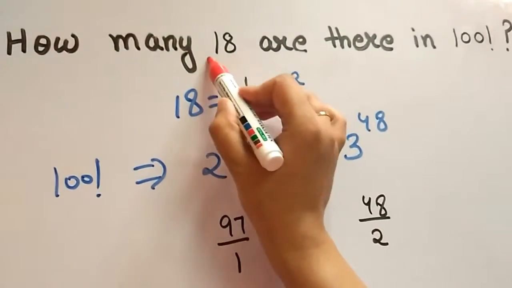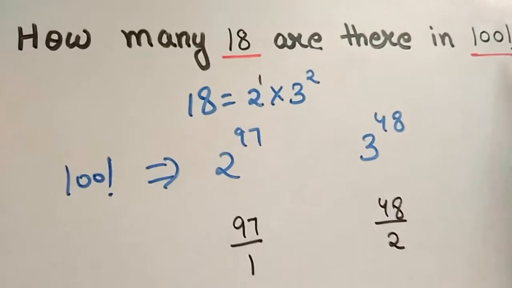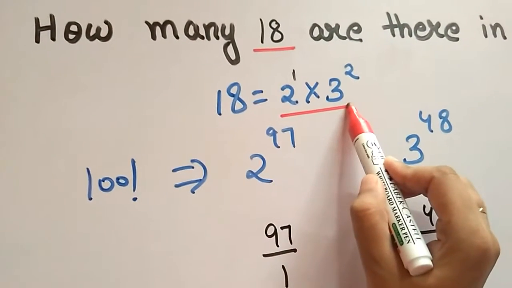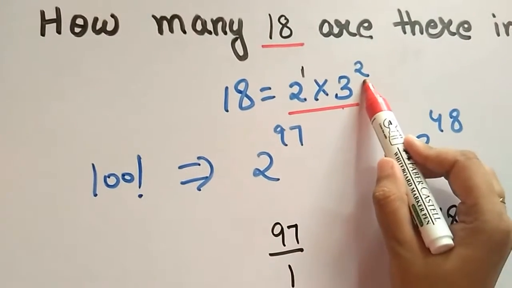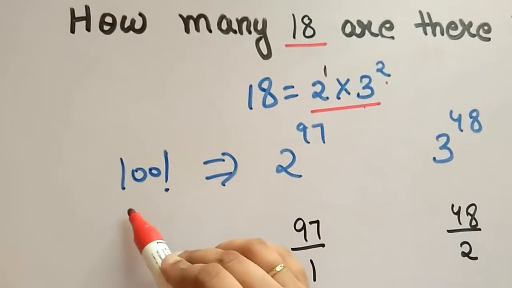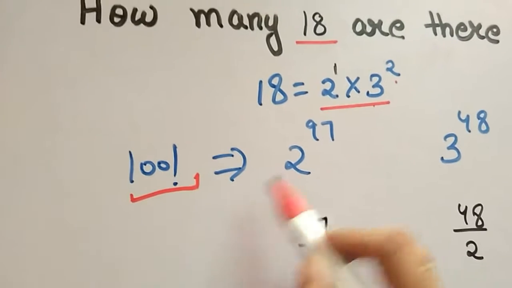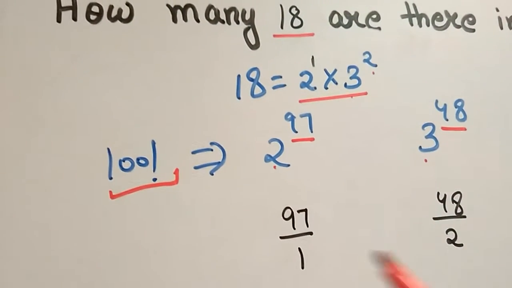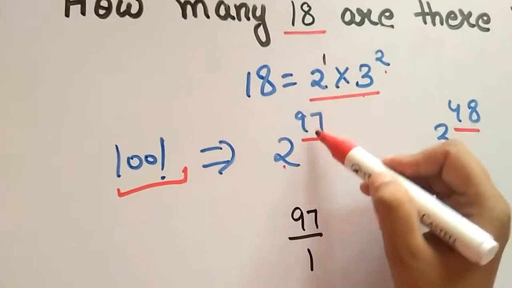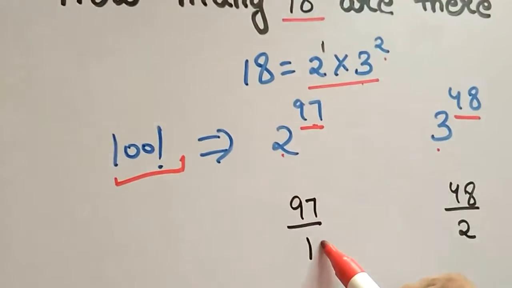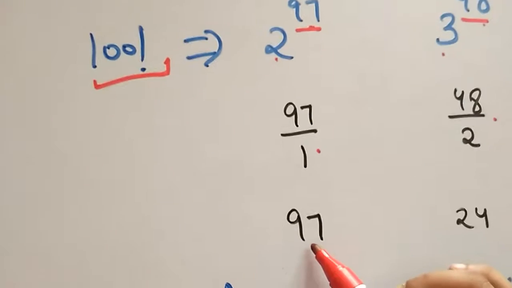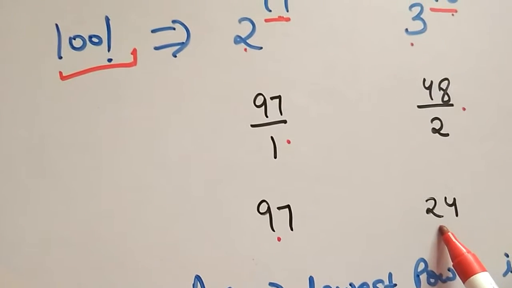How many 18 are there in 100 factorial? Okay, now what is 18? 18 is 2 into 9, right? 2 into 3 raised to power 2. Now, we have already seen that in 100 factorial, how many 2 are there? 97. How many 3 are there? 48. So what is the shortcut method? Divide the power. 97 divided by 1 and 48 divided by 2. Okay, it comes out to be 97. It comes out to be 24.